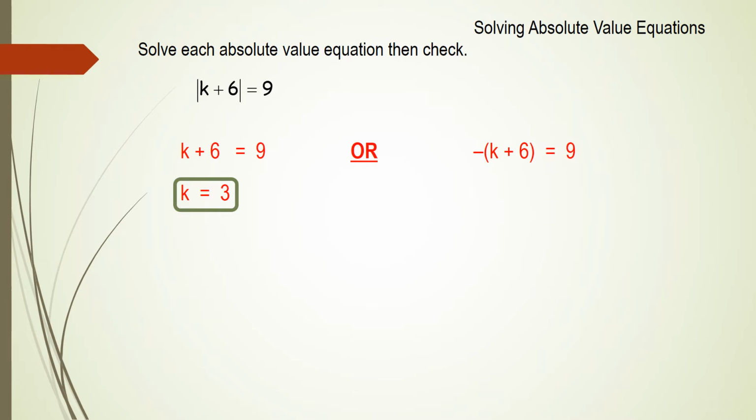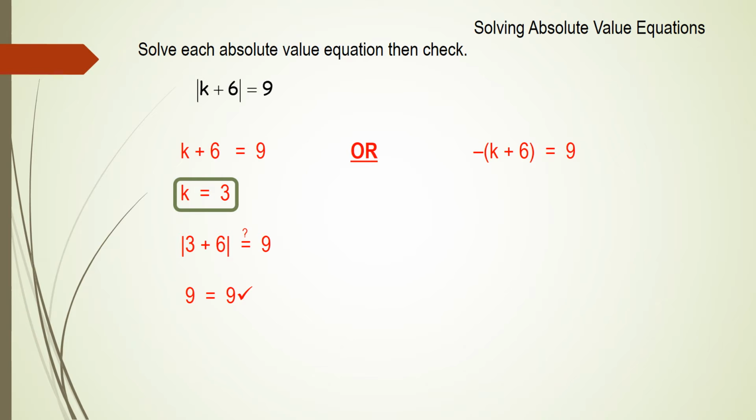k is equal to 3. I take my value and I plug it back into my absolute value bars to ensure that it actually works. Is this indeed a solution to my absolute value equation? 3 plus 6 is equal to 9, and both sides of my equation match. So k equals 3 is a solution.